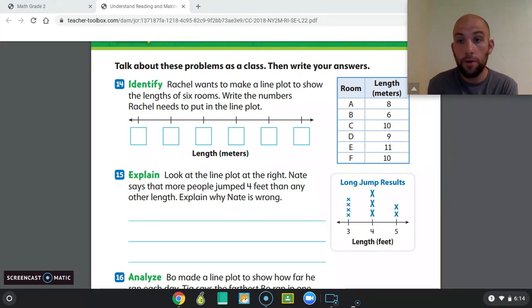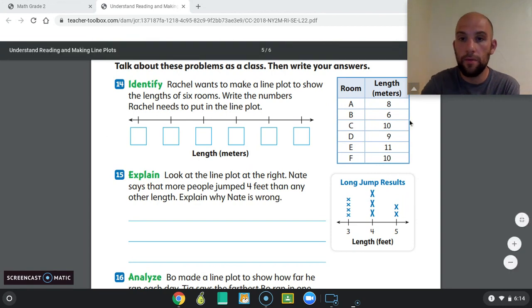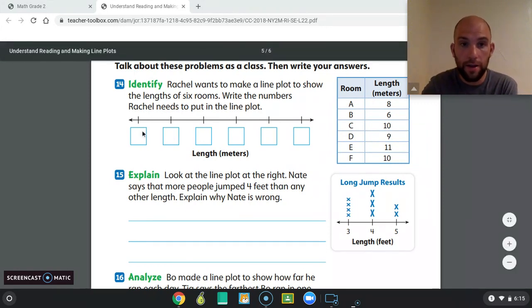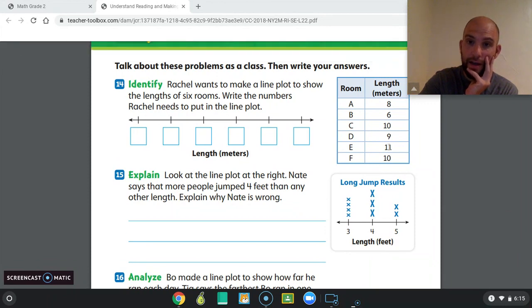So a good way to start out with a number line is, if we look at our lengths, what is our lowest number here? Find the lowest number. It's 6, right? So the number 6 is going to go right here on your number line, right in that first box. And then let's look at our highest number. Our highest number is 11. So 11 will go all the way to the right on our number line.